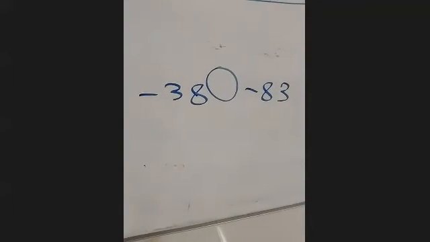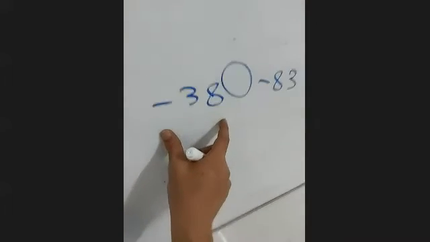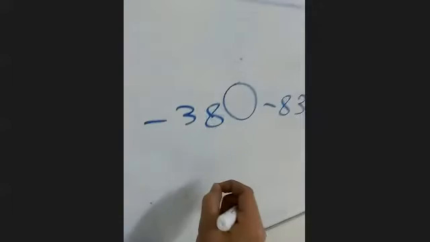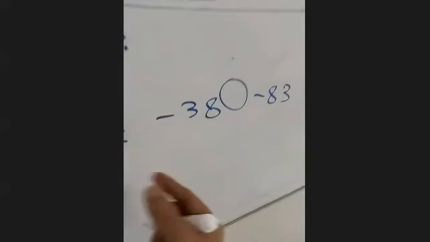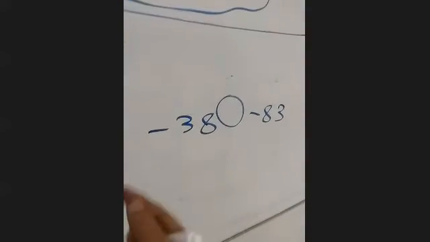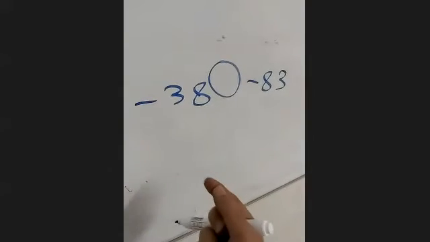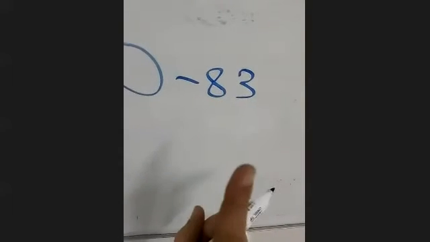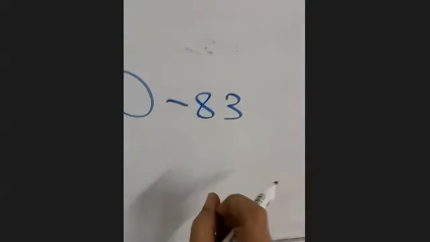Negative what? Negative 38. This number is negative 38. It's not allowed to say this number is 38. This is negative 38. Okay, Ahmed? What's this number? Negative 83. It is not 83. It is negative 83. Got it?